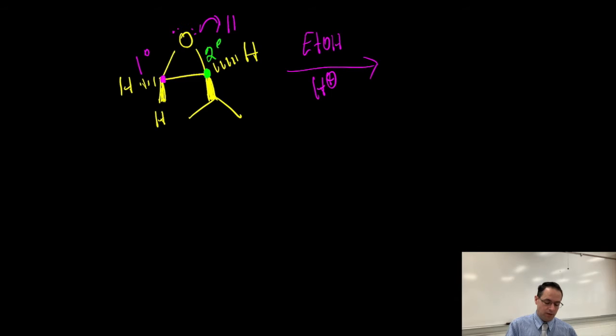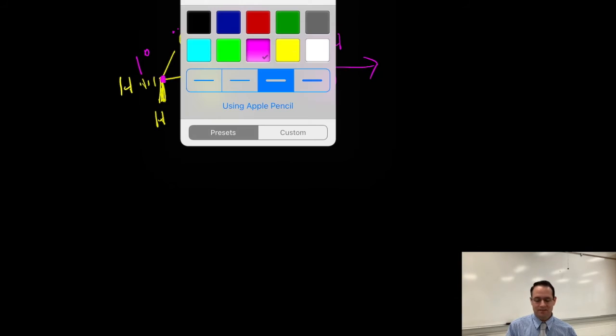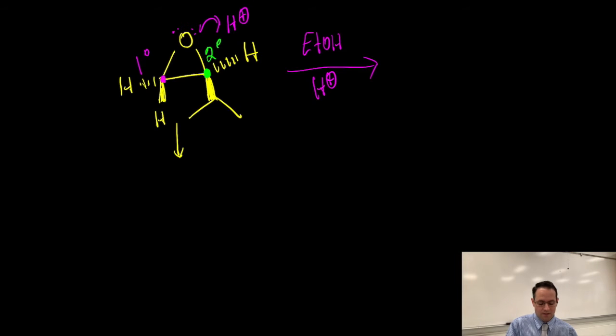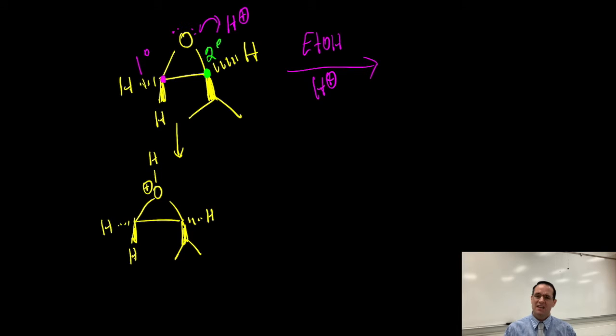So let's take a look at what happens here. In the first step, you guessed it, we protonate the oxygen atom of our epoxide. Takes a while to draw out, doesn't it? All right, so now we have this oxonium ion, and we want to think about what is the structure of this. You could write this in different ways.